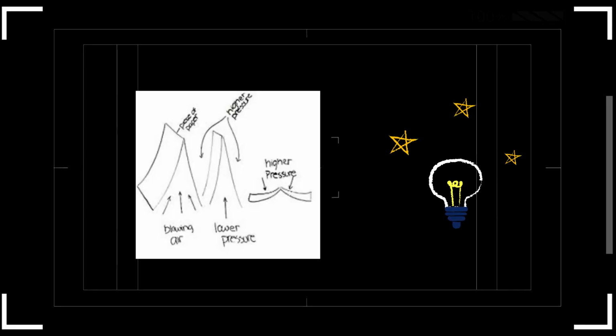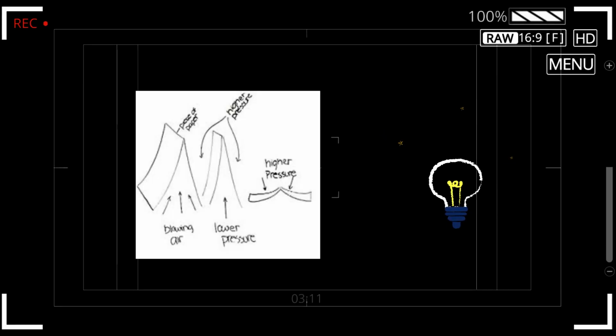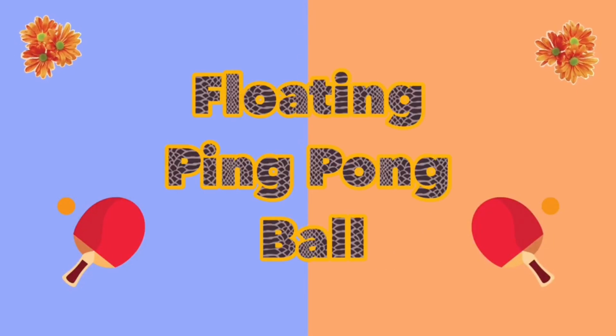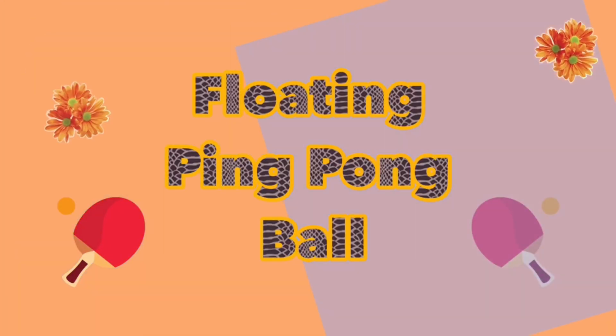The difference in pressure causes the high pressure air to push the walls of the tent towards each other and consequently collapse on the ground. Next, the second experiment is the floating ping pong ball. Let's do it!